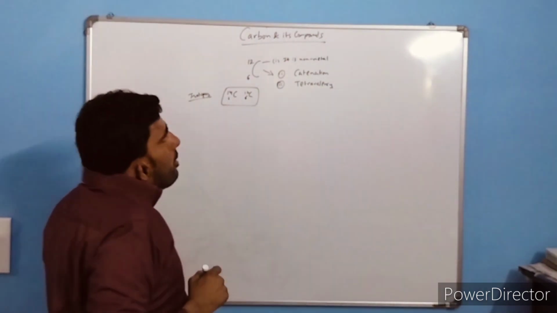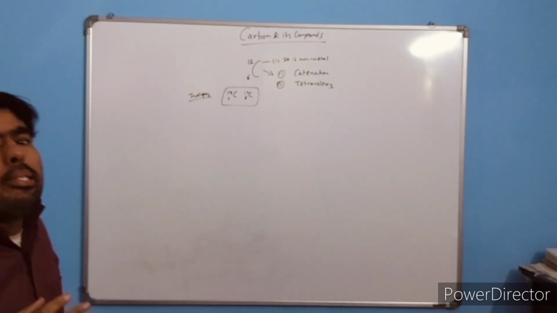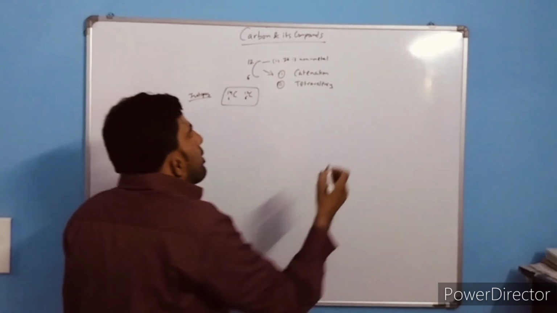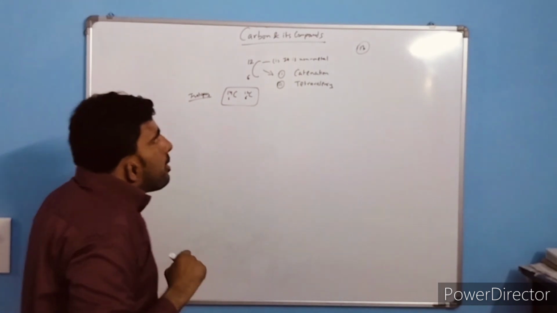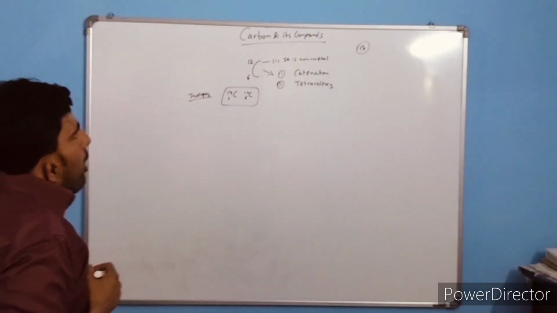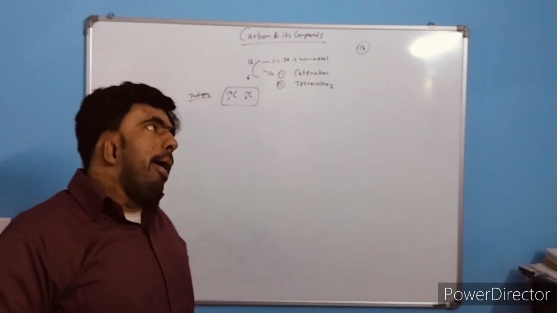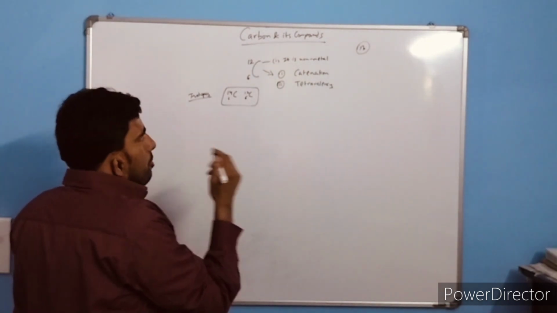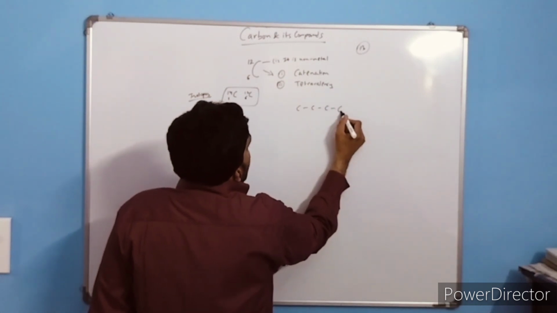See, carbon is available in abundance. If you look in the earth's crust, at the 13th number you will find carbon. That is, it is in large quantity, in abundance. Now I'm talking about two properties: catenation and tetravalency. What is catenation? Catenation means carbon makes bonds with other carbon atoms.